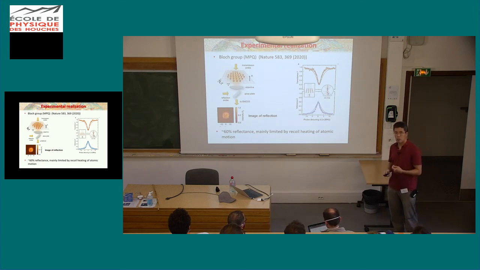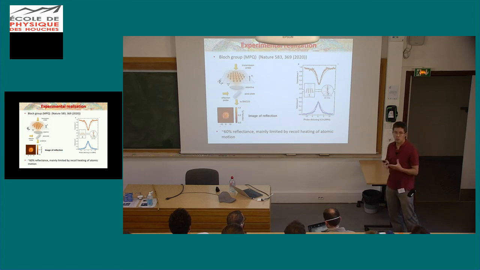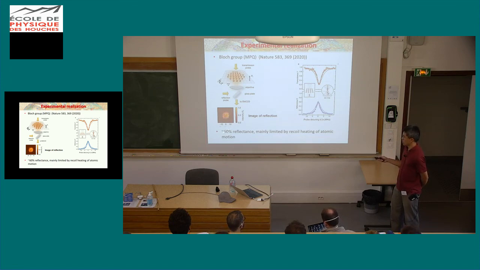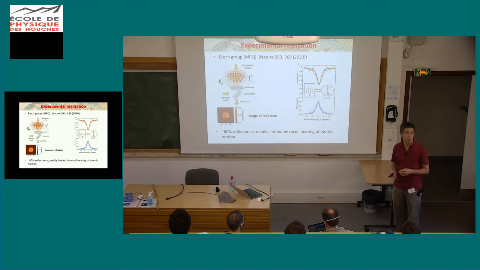And once you scatter enough photons, that momentum kick really starts to accumulate. The atoms pick up significant kinetic energy. So you can think of it as these atoms starting to move around dynamically, and so it looks a little bit like a disordered lattice rather than a perfect ordered lattice. So it's not the only effect, but it's probably a predominant effect why you see 60% reflectance instead of closer to 100%.